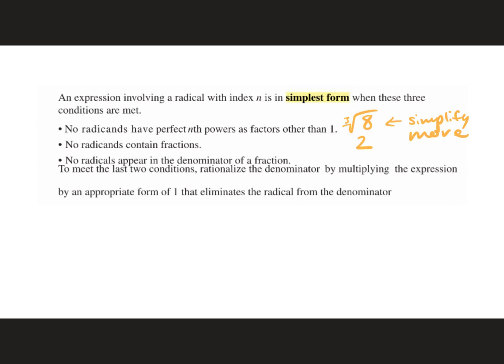No radicands contain fractions. So if I had like the square root of 10 over 2, I would have to simplify that. Then you would have to break it apart into 2, and then we'd have to get rid of the denominator, which we'll see on the next page. So this would be the square root of 5. And it says no radicals can appear in the denominator of a fraction. So this one is super important.